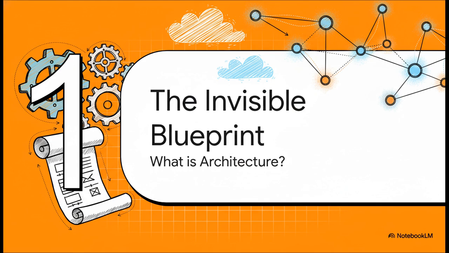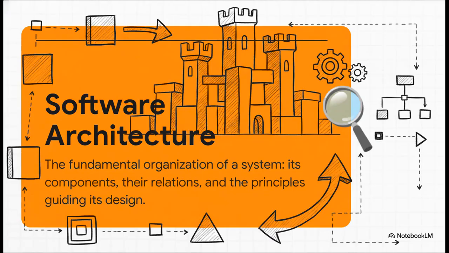Okay, so let's start with the big idea itself. What exactly is this invisible blueprint we keep talking about? So, the official definition here is a bit of a mouthful, but it's packed with all the right clues. The words you want to zoom in on are fundamental organization, components, and relationships. Really, it's not about the nitty-gritty code. It's about the high-level structure. How the major pieces of the puzzle are arranged and how they all talk to each other.